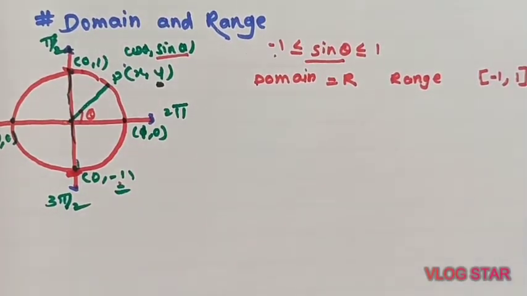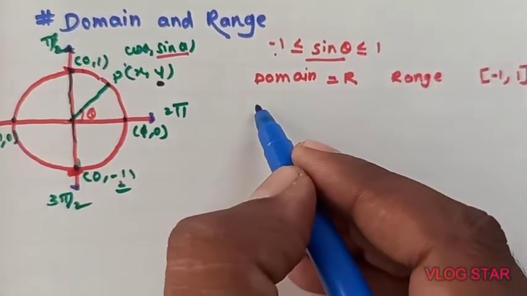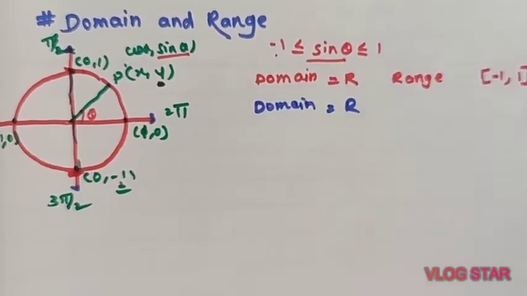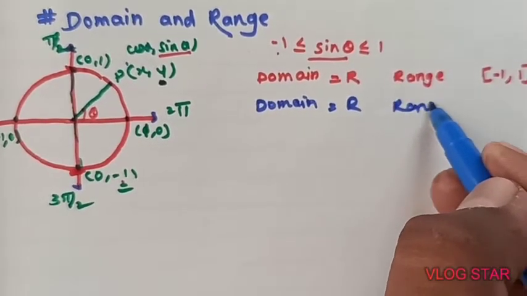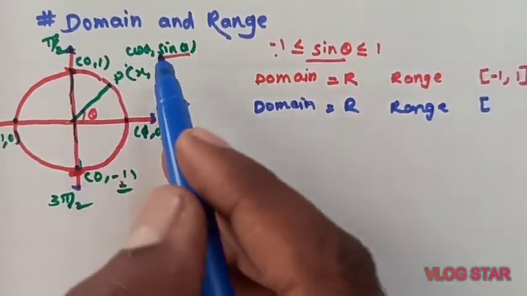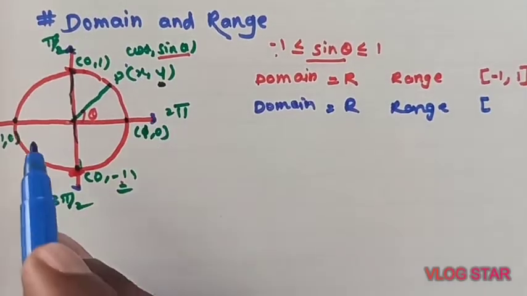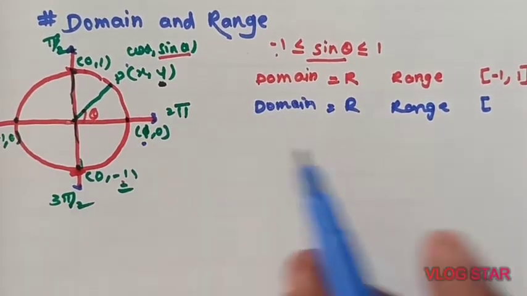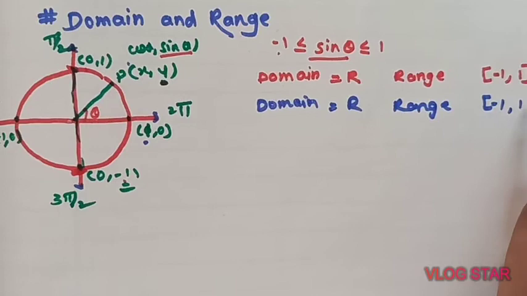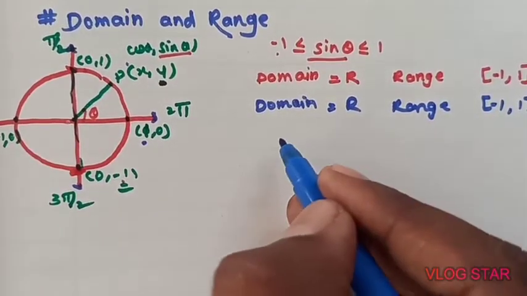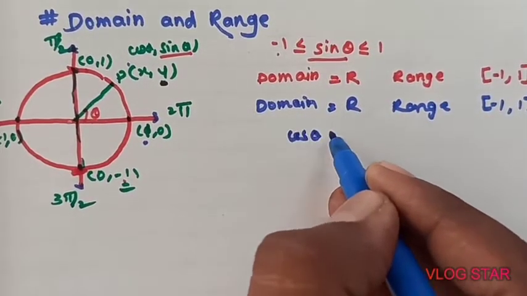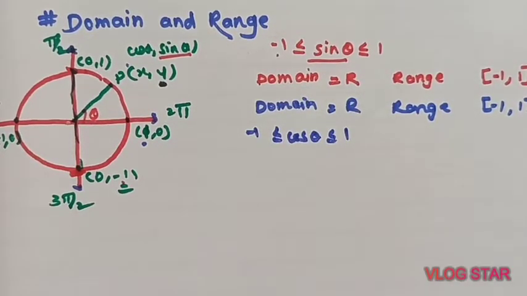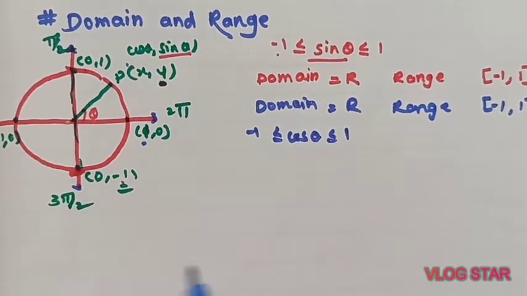What about cos theta? For cos theta also the domain is R and the range is the same. Cos theta means x. So what are the minimum and maximum values of x? -1 to 1. So the domain is R and the range is -1 to 1 for cos theta. What about the others? The other four depend on sine and cos.